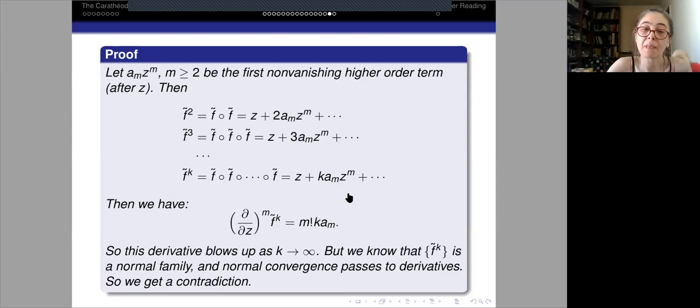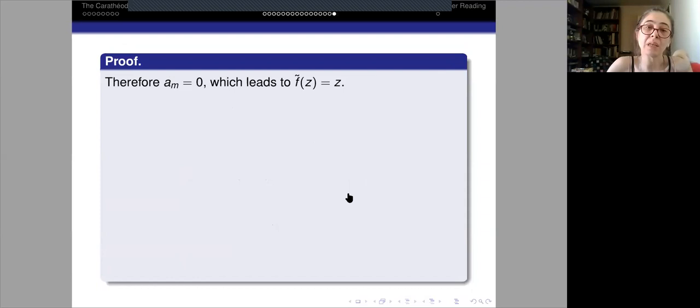So as you can see, if you send k to infinity, this value goes to infinity. But we know that f hat k is a normal family. The normal convergence passes to derivatives by Cauchy estimates. So this gives us a contradiction. The only way to get out of this contradiction is to take a_m to be zero. But then f hat z is equal to z.